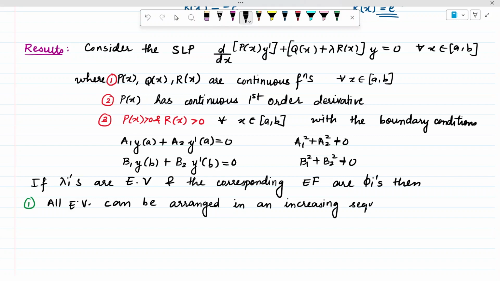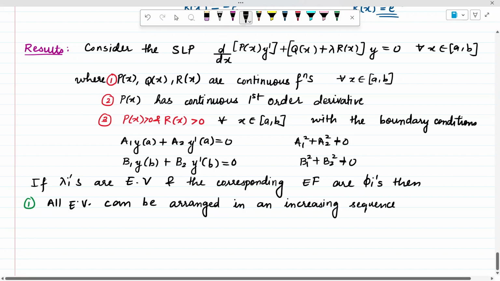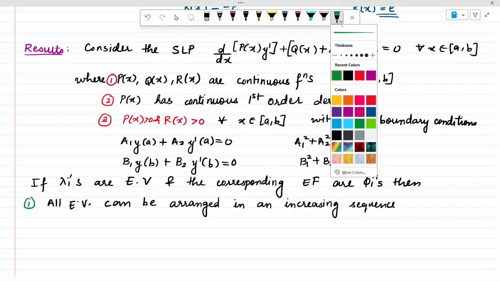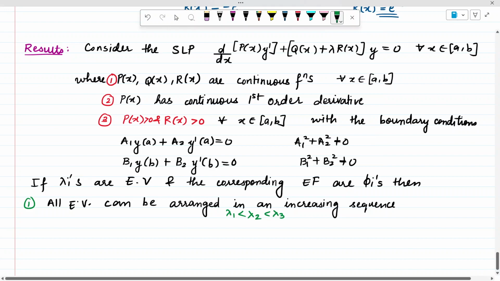So whatever values you get, lambda 1, lambda 2, and whatever, they can be arranged. They can be ordered. This is smaller than this is smaller than this, and so on. And it's an increasing sequence. So you would have something like lambda 1 less than lambda 2, less than lambda 3, and so on. So this is, of course, going to be a countable thing.